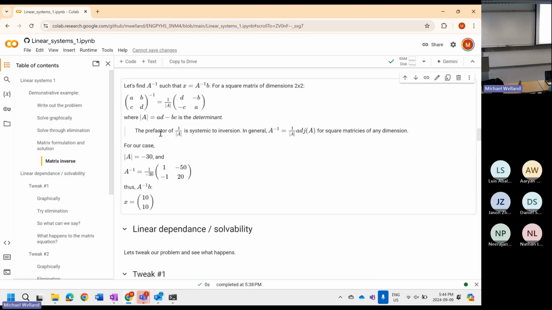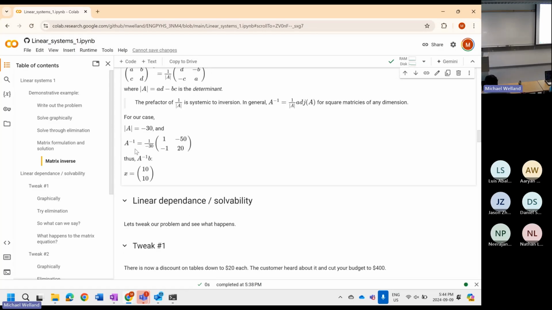There we go. So this prefactor is systemic to inversion. Wherever you do inversion, you're going to get this prefactor hanging out there, regardless of the technique that you're going to use. One inverse is as good as another. Because it exists in one, it's going to be built in to all of the other ones. Okay. For our case, the determinant of our A matrix is minus 30, and we calculate the inverse, which is this, and multiply through, and we get 10 and 10. Great. We're done.